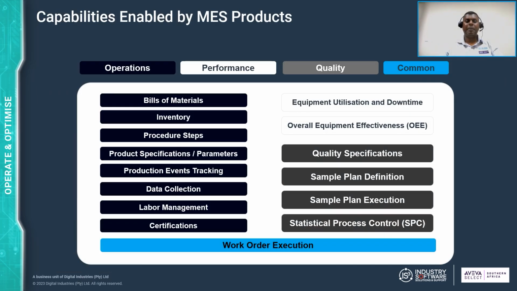On this slide, we look at the capabilities enabled by MES products. The common item is the work order execution, which is common across all MES products, such as operations, performance, and quality. Under operations, we have bill of materials, inventory, procedure steps, product specifications and parameters, etc. Under performance, we have equipment utilization and downtime, and we have our overall equipment effectiveness, or OEE. In terms of MES quality, we have quality specifications, sample plan definition, sample plan execution, and statistical process control, or SPC.